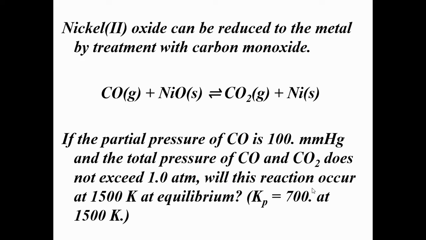Nickel 2 oxide can be reduced to the metal by treatment with carbon monoxide if the partial pressure of CO is 100 millimeters of mercury and the total pressure of CO and CO2 does not exceed 1.0 atm. Will this reaction occur at 1500 K at equilibrium? And your K pressure is 700 atm.